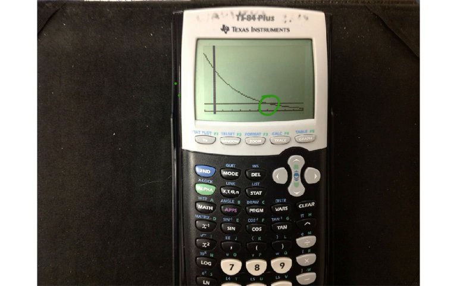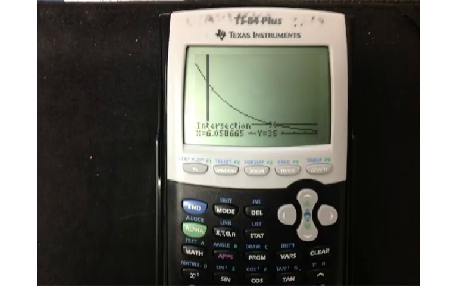Then you do second calculate. The reason why I say second is because calculate's in blue here. Your older calculators, it's in yellow. So it's second calculate, and it's number 5, which is intersection. It's going to say first curve, second curve, guess, and then it's going to say the answer here. So you just hit enter 3 times, and then eventually it'll tell you that the intersection point is when x is 6.0586, it is equivalent to 35.